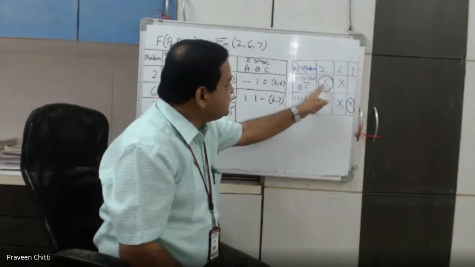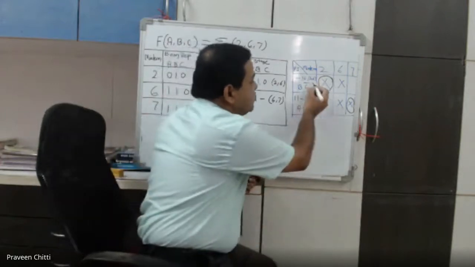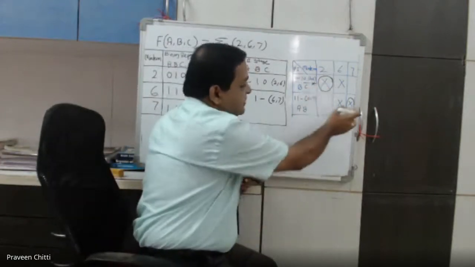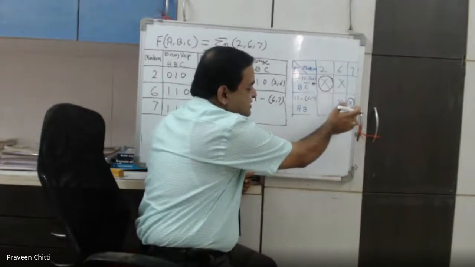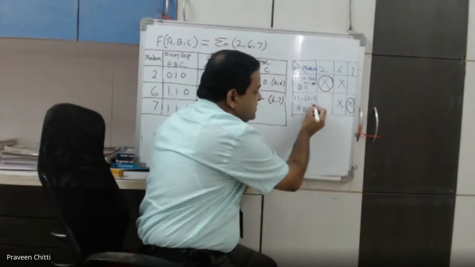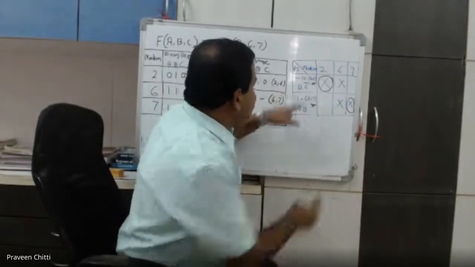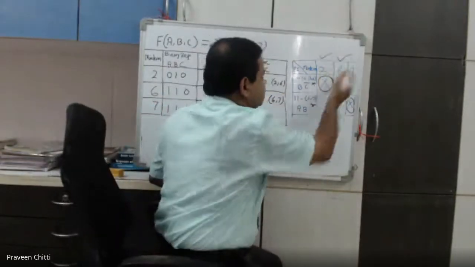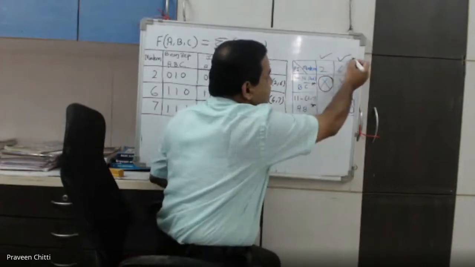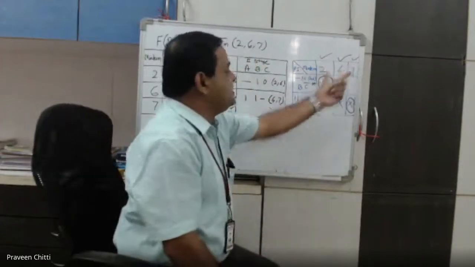Who is covering this X? This. So this is called as what? Essential prime implicant. Similarly, who is covering this? This. So this is also called as essential prime implicant. Now this particular prime implicant covers 2 and 6. This covers 6 and 7. So all the 3 are covered.